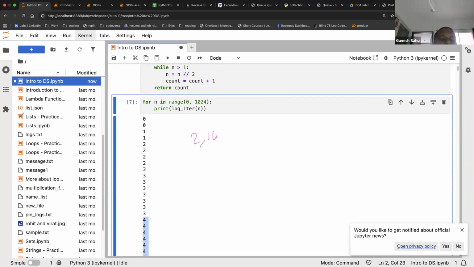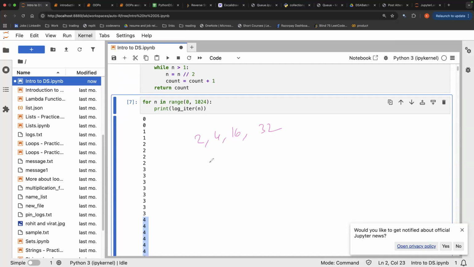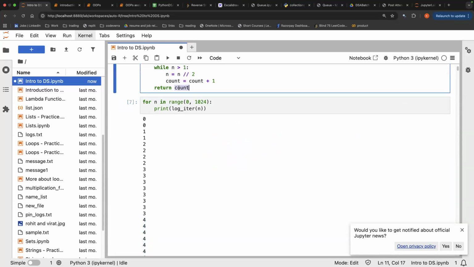It is coming as 2, 4, 16, 32. So 2 to the power of 0, 2 to the power of 2, 2 to the power of 3, 4 8 आएगा. 2 to the power of 4, like that 2 to the power of 5, like that it is going on. So are you able to see? I'm not sure if you are able to understand what happened here. How many counts are happening? That is what it is showing.